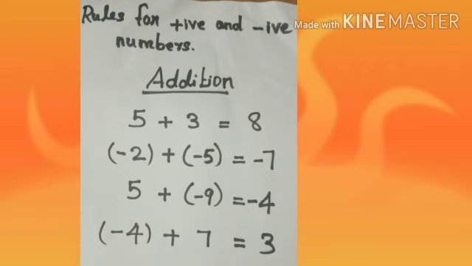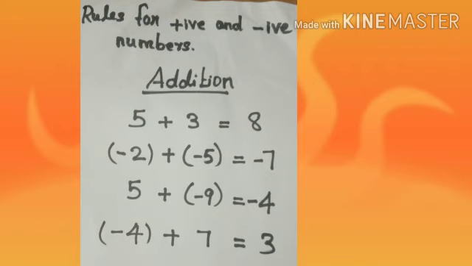Next, minus 4 plus 7, which is equal to 3. One positive number and one negative number. So what is the procedure for adding one positive and one negative number? We have to take the difference of 7 and 4. What is the difference of 7 and 4? 3. Which is the greater number, 4 or 7? 7 is greater. What is the sign of 7? Plus. So the answer is plus 3.